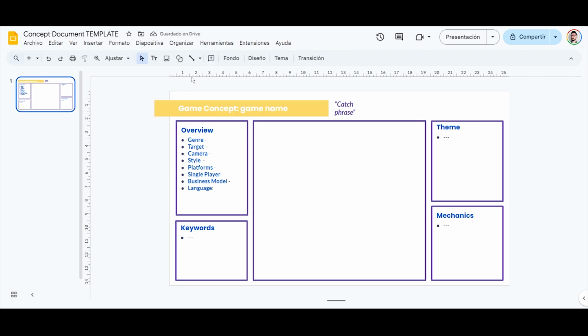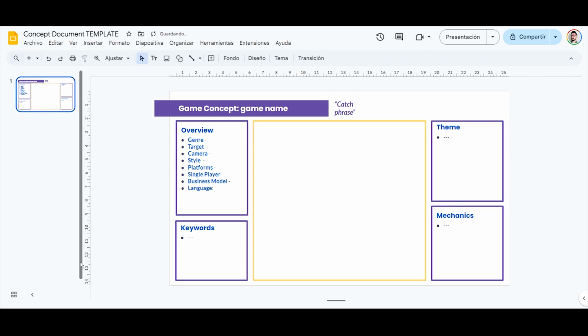We have room for the title, a catchphrase which will attempt to catch the attention of the reader, an overview of the project to help us understand what this is about, a list of keywords, the theme of the game, what is the game about, a list of core mechanics, and finally I leave this space in the center for reference images. It could be any reference, from an artistic style to a game mechanic. I believe it is important to explain why you add a given reference, but this could overcrowd the document with text, so handle it with care.